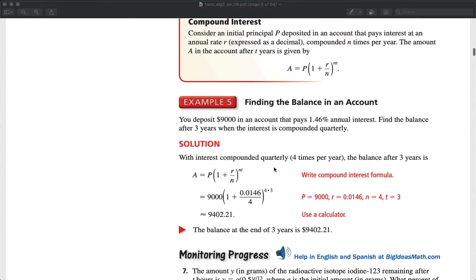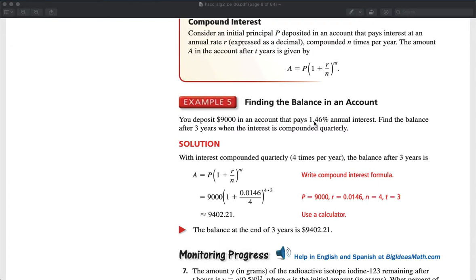So let's jump right into example 5. Let me try to explain to you all. You deposit $9,000 in an account. First of all, we're starting off with the initial principal. We already get that P equals 9,000, so go ahead and write that down. An account that pays 1.46% annual interest. So R is 1.46%. Go ahead and change that into a decimal right away.